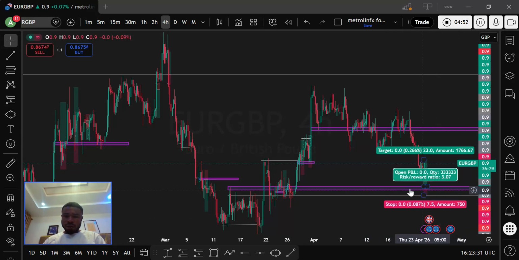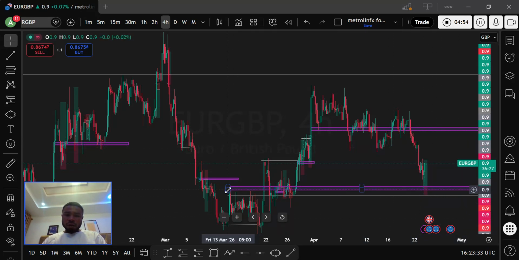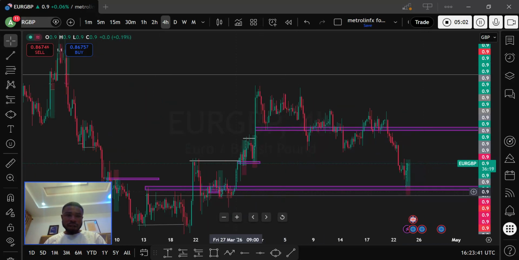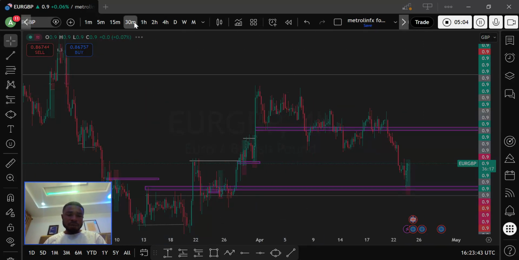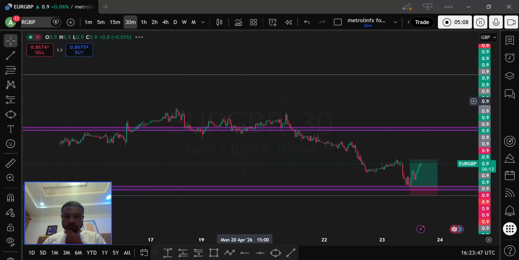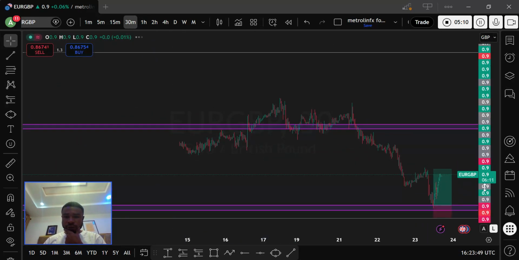So I know that you are going to be buying from here, because this was the initial change of character for the correctional movement. Price will definitely come back to retest that area, which is another order block. You can see this order block right here. Now let me go to 30 minutes. Now you can see it very clearly.